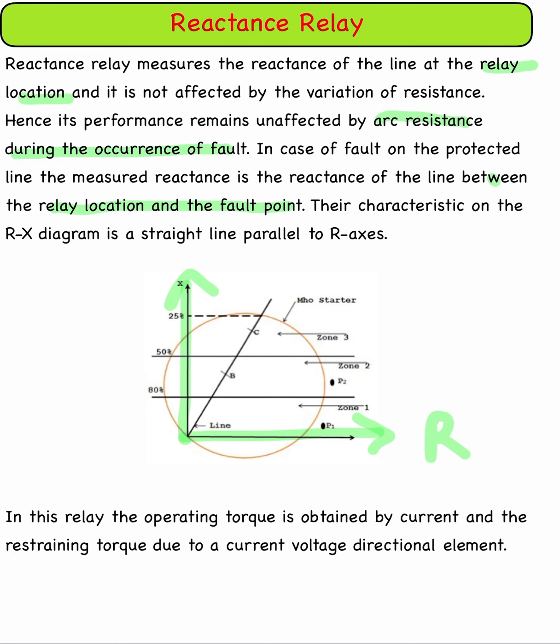So here you can see that there is a zone. You can see in this figure, this is the R axis and this is the X axis. So here the parallel line is 80%, that is zone 1, and this is zone 2 and this is zone 3, and this is the 50% and this is 25%.